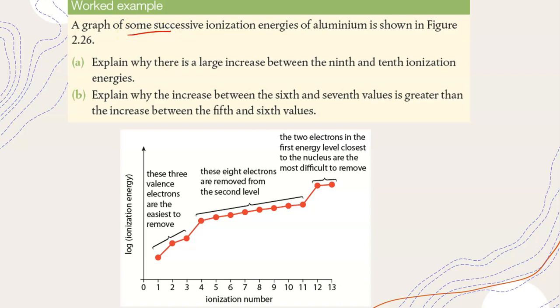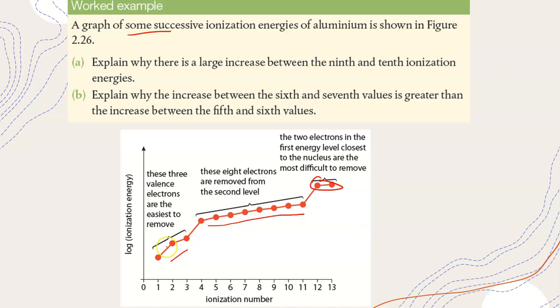The graph that we've been shown below actually shows all 13 electrons for aluminium. However, sometimes they will just show you a portion of it, and you need to work out where in the graph you're actually looking. So if we look at the graph that we've been provided, we can see that they have shown the 3 valence electrons, the 8 second shell electrons, and then the 2 first shell electrons in terms of ionization energy. So we need to explain why there is a large increase between the 9th and 10th.